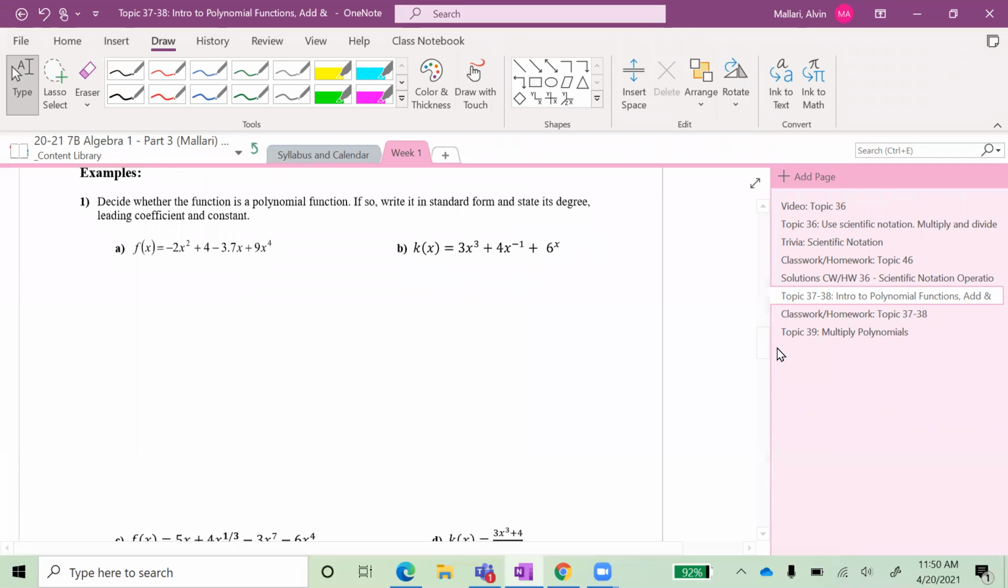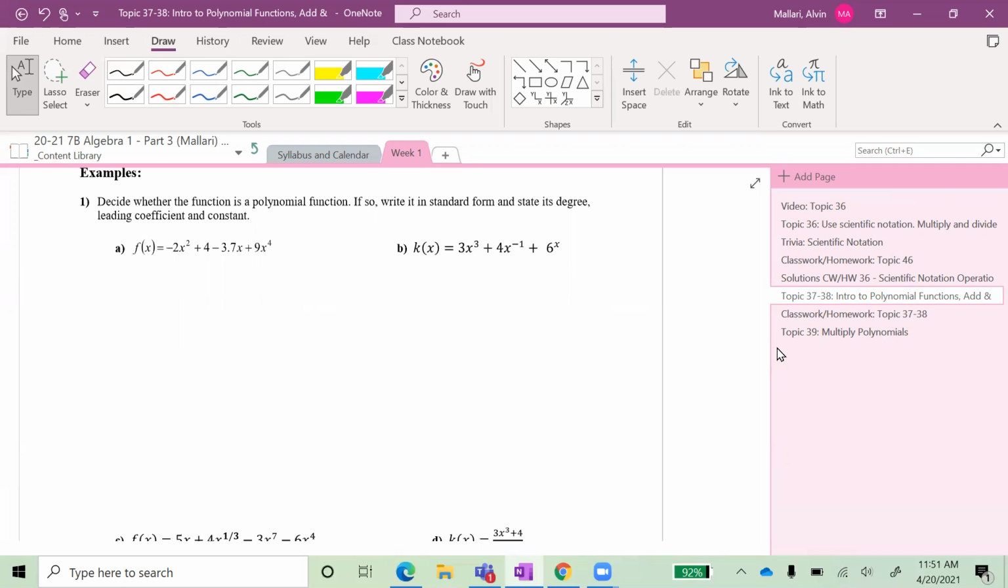Let's try the following examples. Decide whether function is a polynomial. If so, write it in standard form and state its degree, leading coefficient, and constant. Now, if you look at a, f of x is equal to negative 2x squared plus 4 minus 3.7x plus 9x to the fourth, it qualifies as a polynomial because you don't have any fractional exponents, you don't have a variable exponent, and you don't have a division by a variable.